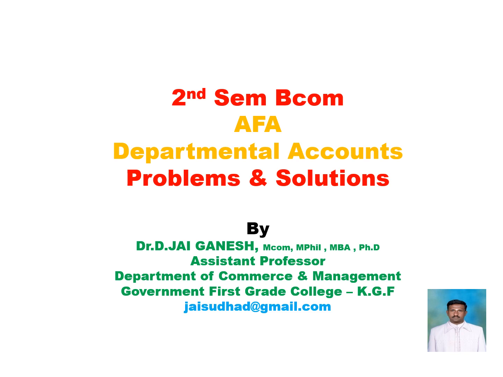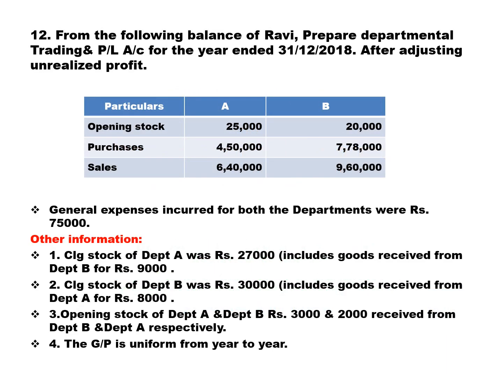Students, today we are going to solve three problems in case of departmental accounts. So this is the 12th question that we are supposed to solve in departmental accounts. From the following balances of Ravi, prepare a departmental trading and PL account for the year ended 31/12/18 after adjusting unrealized profit.